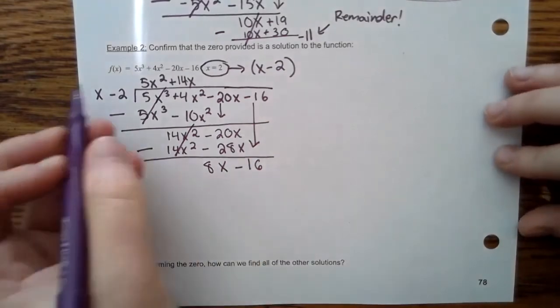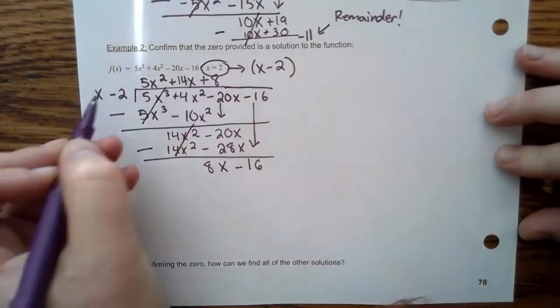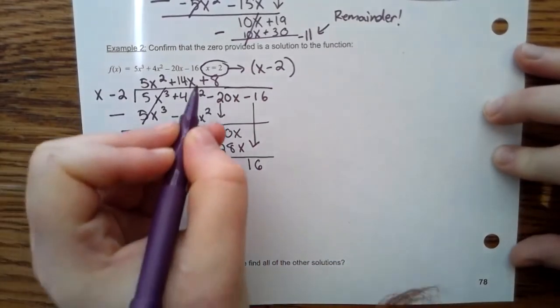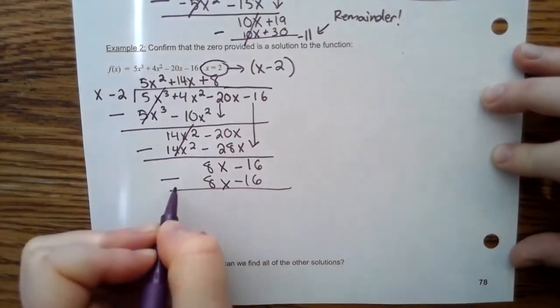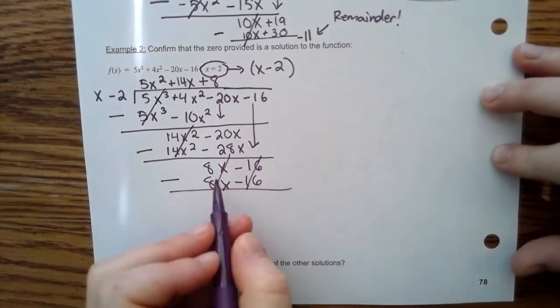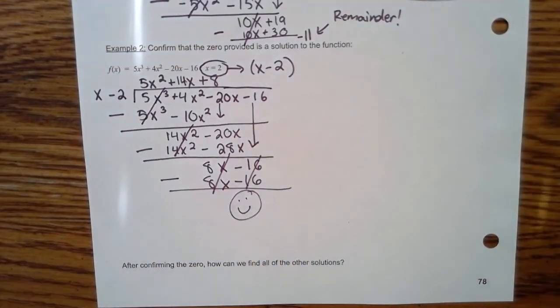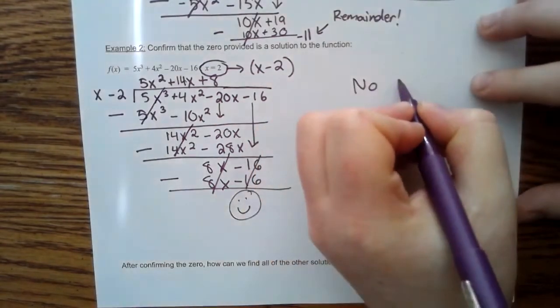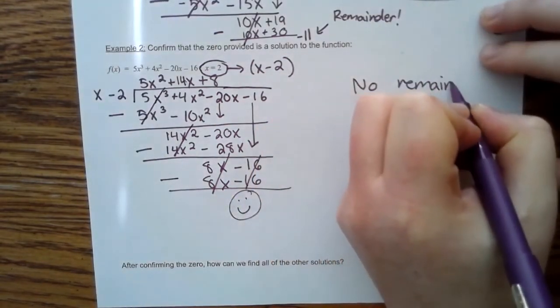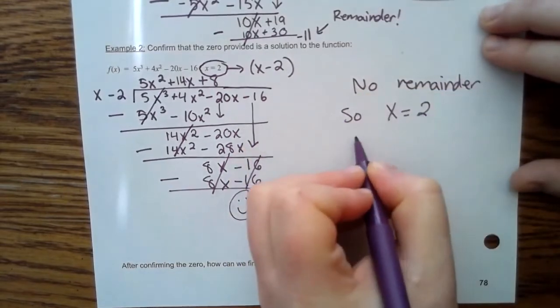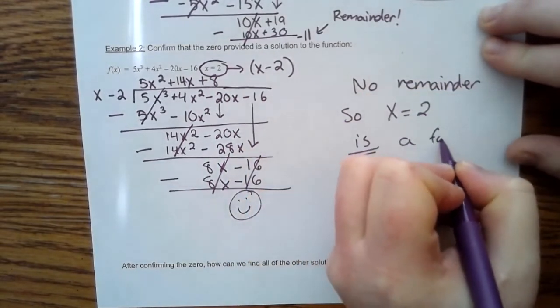I want these to match, so I just need to add 8. Big minus sign. 8 times x is 8x. 8 times negative 2 is negative 16. Those cancel, and these cancel. We have a remainder of 0. I like to make mine a smiley face. So, no remainder. So, x equals 2 is a factor.